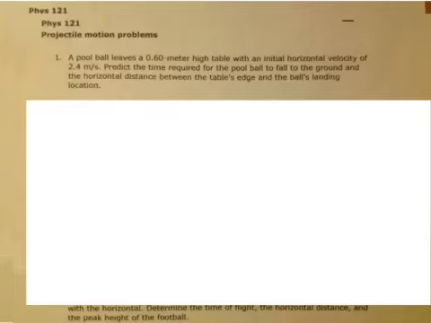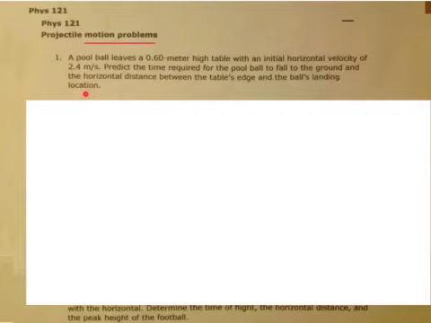Okay, here's a projectile motion problem, and we've got a pool ball that leaves a table with an initial velocity of 2.4 meters per second. Predict the time required for the pool ball to fall to the ground and the horizontal distance between the table's edge and the ball's landing location.